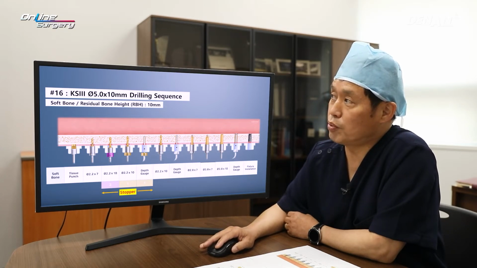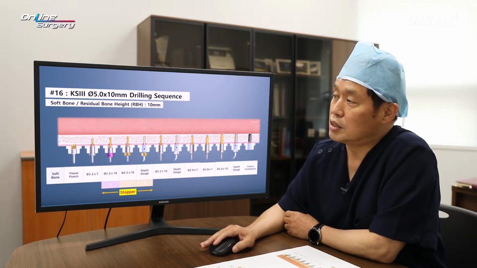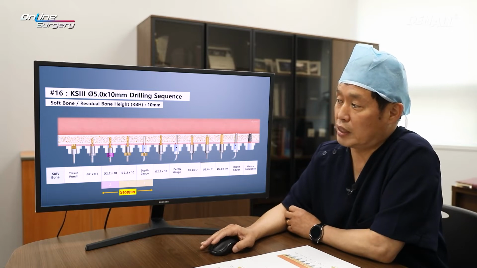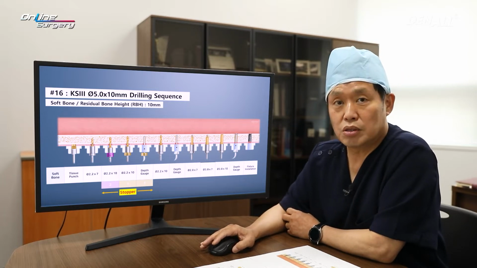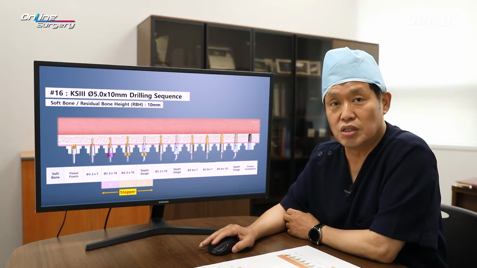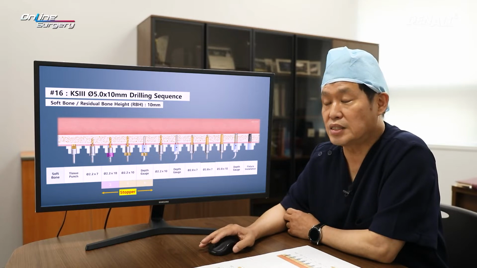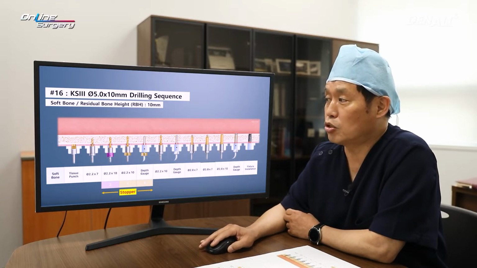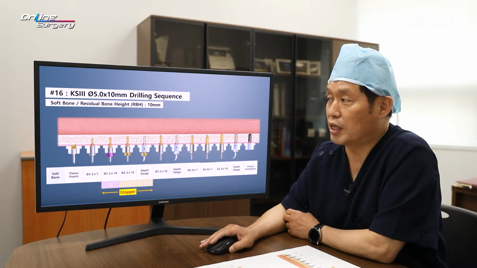KS3 implant in number 16, 5.0 by 10 millimeter implant was planned. The drill sequence was as shown. This was the OneCAS drill. If you have used OneGuide, you know, but in the case of OneCAS, unlike the CAS drill, which is for freehand, you need to use a stopper, so this can be confusing. Therefore, I'm going to provide an explanation on this point.